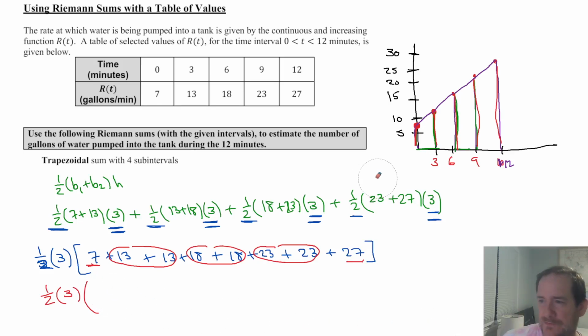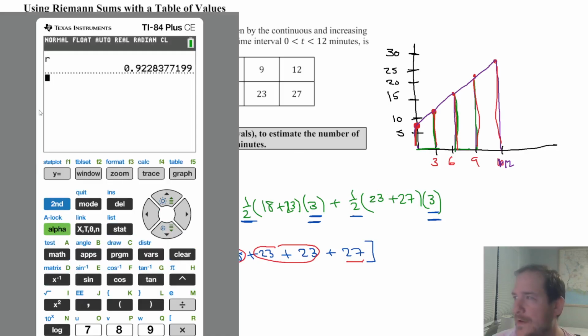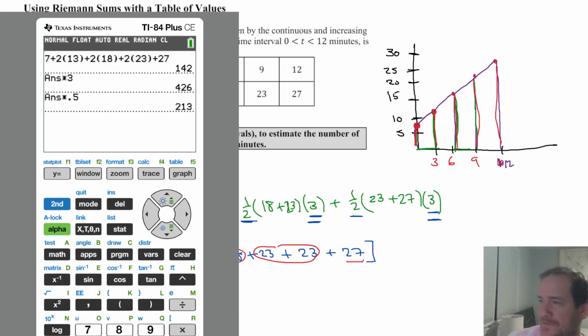But for sure, let's run through this and get an answer. I've got my calculator handy. Oh, and it just popped up. Perfect. So we want the 7 plus 2 13s plus 2 18s plus 2 23s plus just the one 27. So there's that. Then that wants to get multiplied by the 3, and that wants to get multiplied by the 1/2. So I'm getting a final answer of 213.